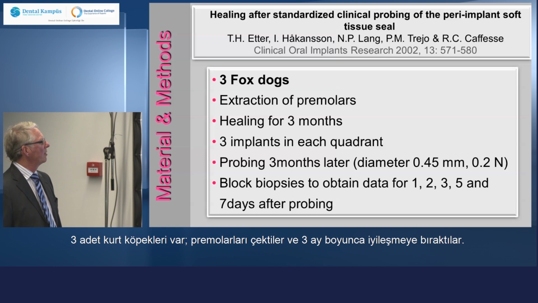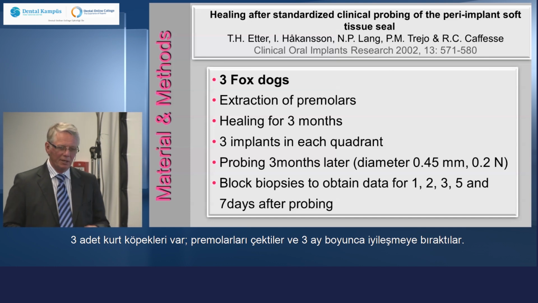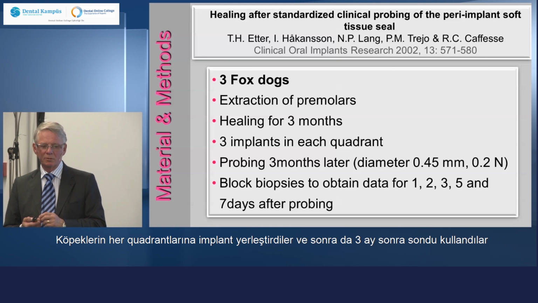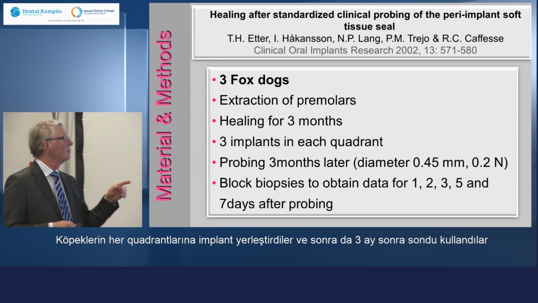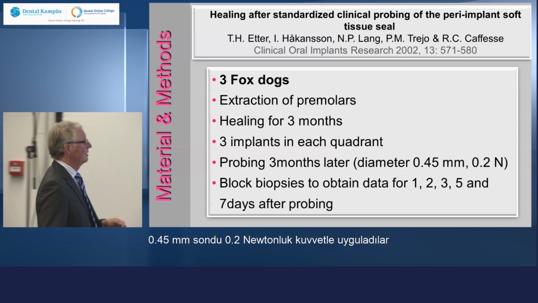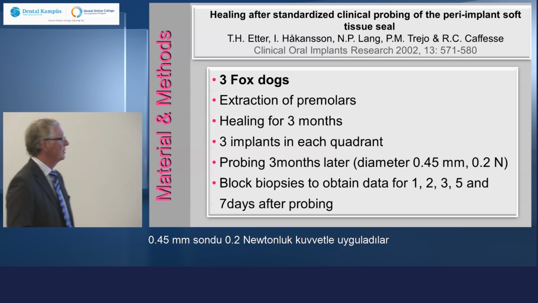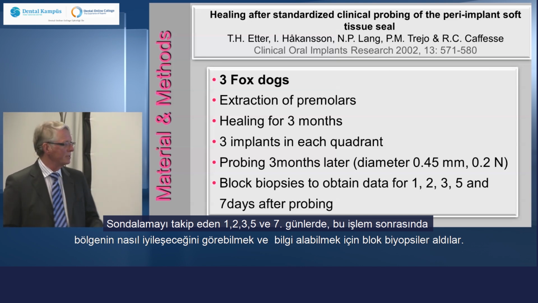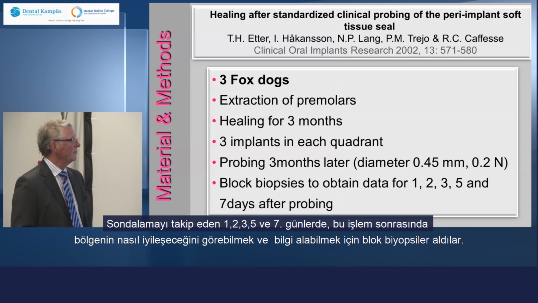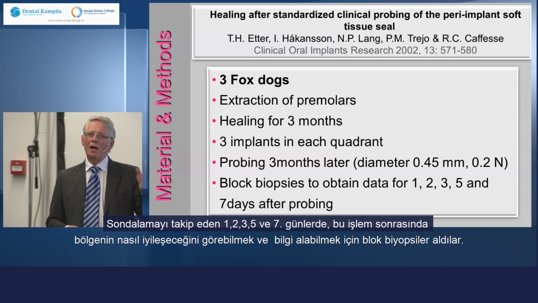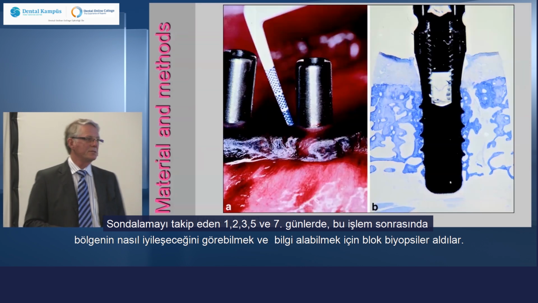They had 3 dogs, 3 fox dogs. They extracted the premolars. They allowed healing for 3 months. They put implants in each quadrant of the dogs, and they used the probe 3 months later. This means after healing. They had a 0.45 millimeter probe, and they used a pressure of 0.2 newtons. And then they obtained block biopsies, as you can see, to have data from 1, 2, 3, 5, and 7 days after probing, just to see how the area heals after this situation.